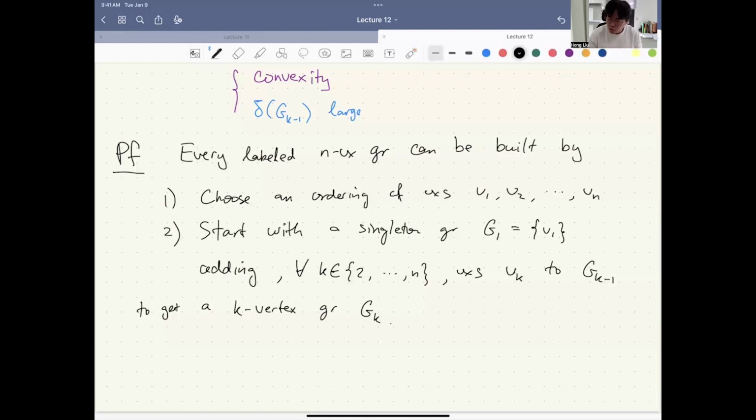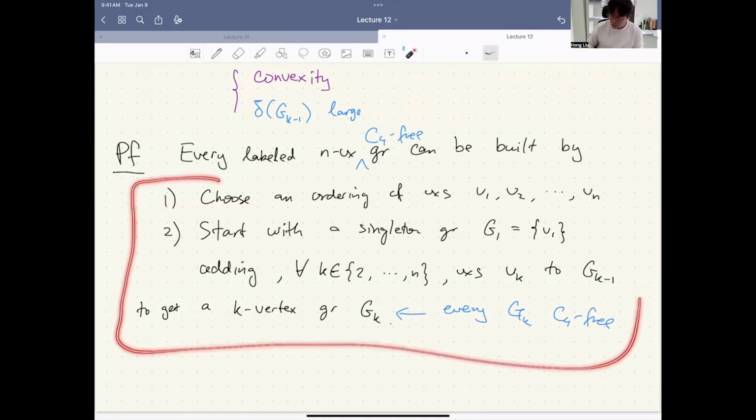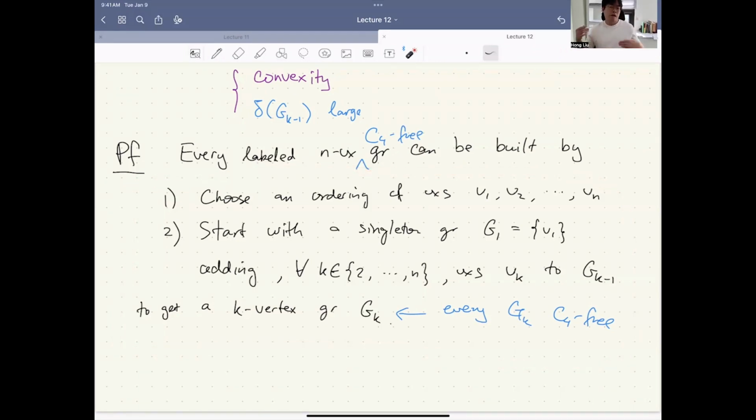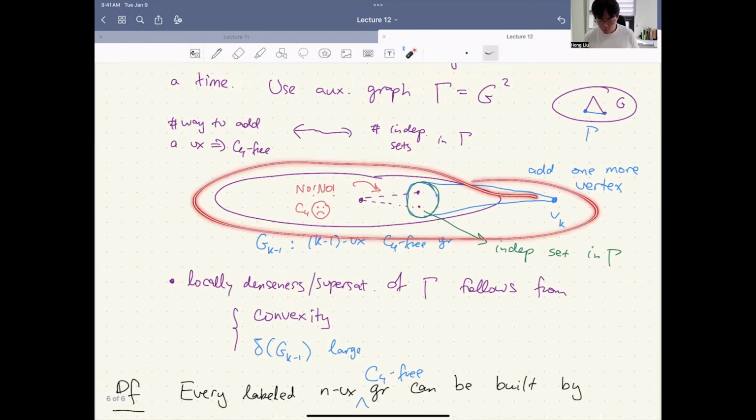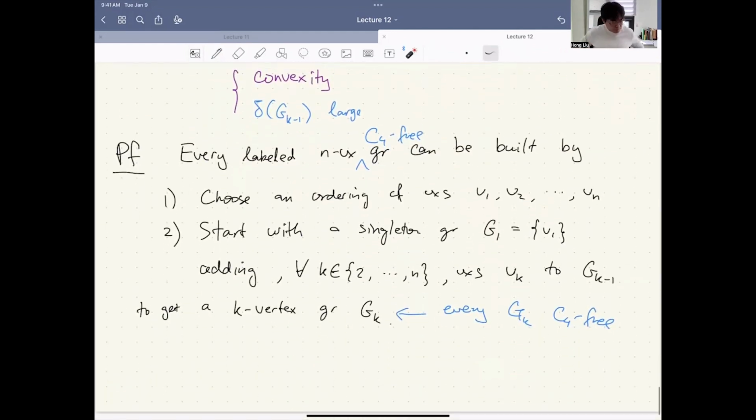And if you want to build a C4-free graph, then at every stage every Gk must be C4-free, and that's it. So if you can bound the choices of adding each vertex to grow a C4-free graph, then we can bound the number of C4-free graphs.